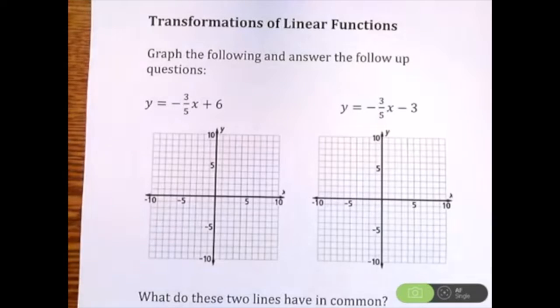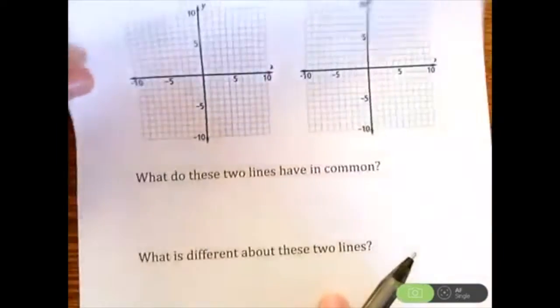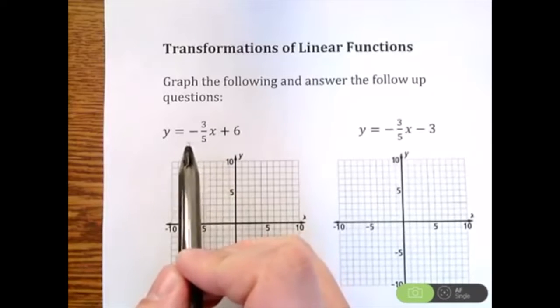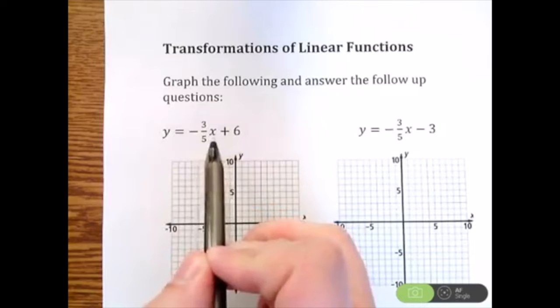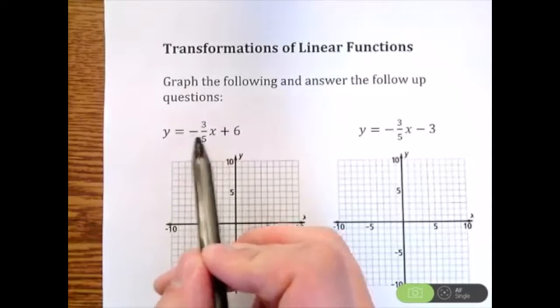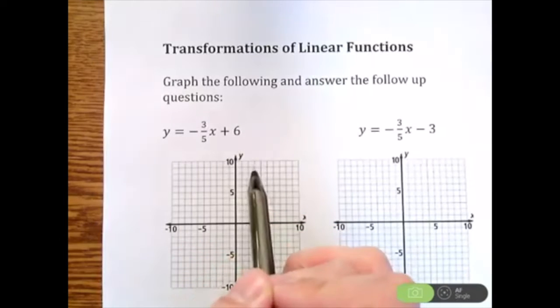Hello everybody, we're going to talk about some transformations of linear functions. So I have two equations. We're going to graph and answer some follow-up questions that talk about what do these two lines have in common and what is different about these two lines. So I already put them in slope-intercept form, y equals mx plus b. If they weren't in slope-intercept form, such as standard form, where they don't have y by itself, then I'll probably rewrite it algebraically to get y by itself so I could graph it.